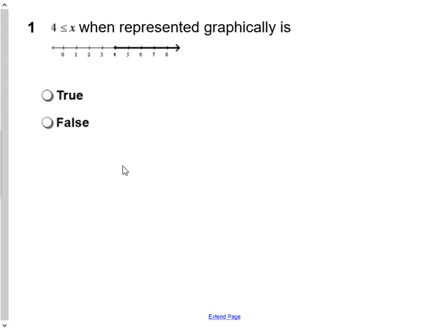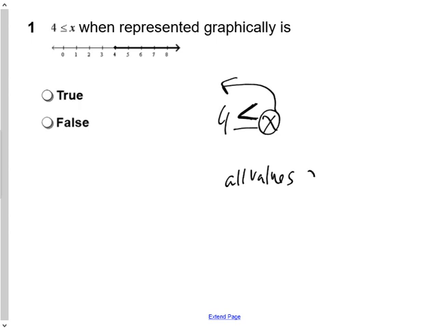So your first question is true or false, and it says 4 is less than or equal to x, for all values when represented graphically. The first thing I want to say is, if you were given this inequality, it's easiest to start at your variable and read backwards. So I'm going to start at my x value, which I'm going to read as all values. And since I'm reading it backwards, all values greater than or equal to 4.